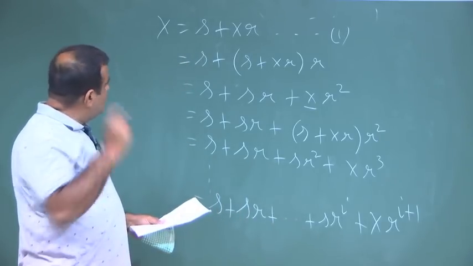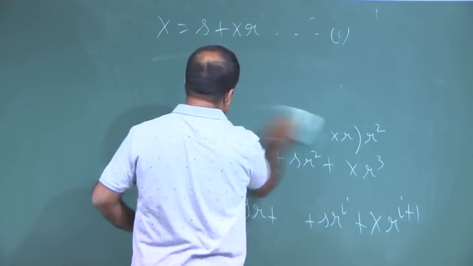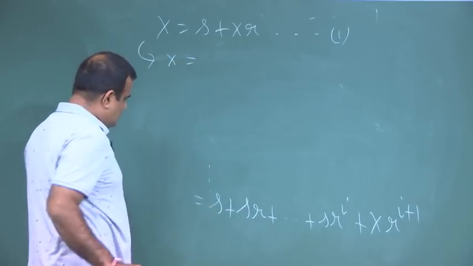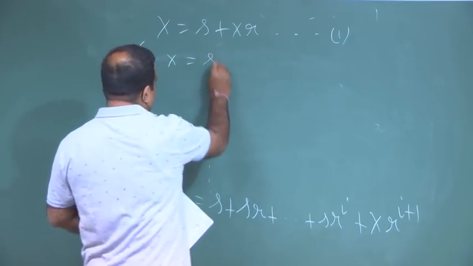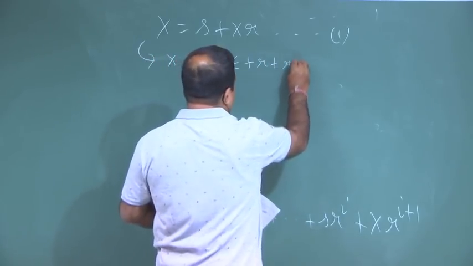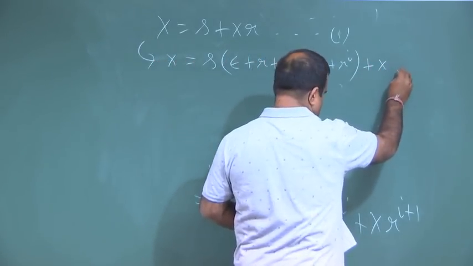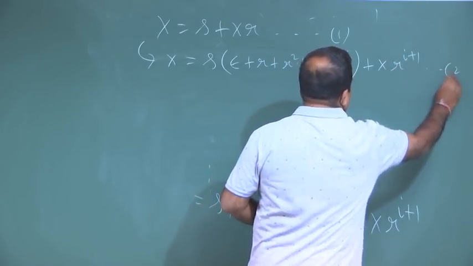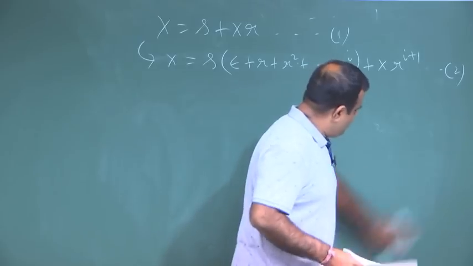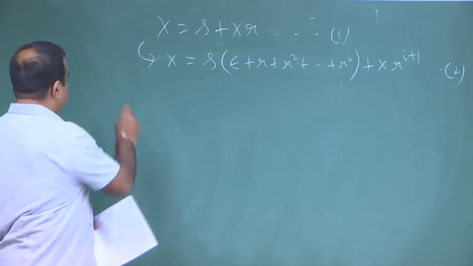Now, what do we have? We have two equations, this is one and another one is this one. From the given equation, we have another equation: x equal to S, taking S common, epsilon plus R plus R square up to R to the power I, plus x R to the power I plus 1. This we name equation number 2. This is coming from here.